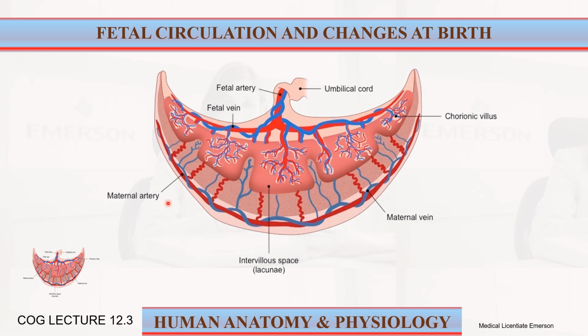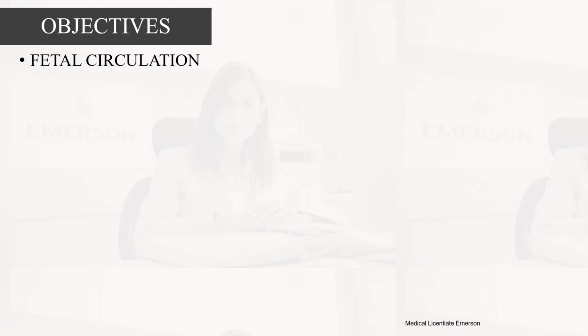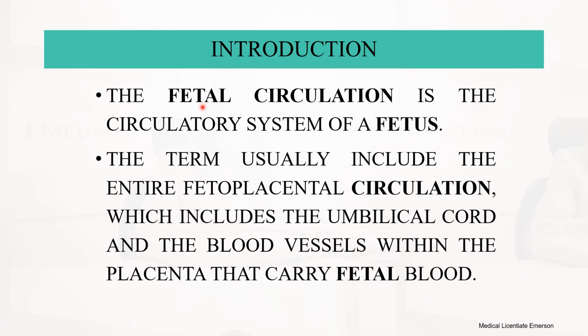So today we are going to continue with the last topic on the cardiovascular system, where we talk about fetal circulation and changes at birth. So let's now. So objectives, of course, we're just going to talk about the fetal circulation. Then you all know that the fetal circulation is the circulatory system of a fetus. That's why it's our last topic on the cardiovascular system.